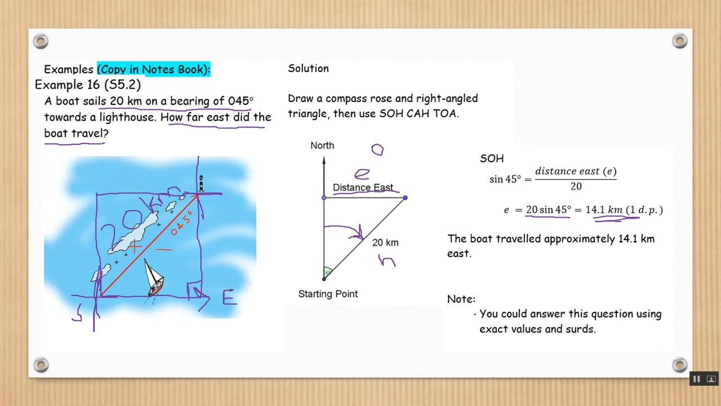Little note down here that when we start talking about surds, we can leave our answers as exact values and surds. For now, I'm happy to leave it with 1 decimal place. Okay, that's the end of today's lesson. Do some practice questions and let me know if you need some help.